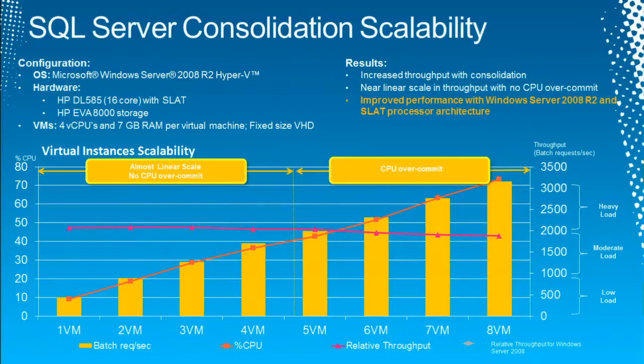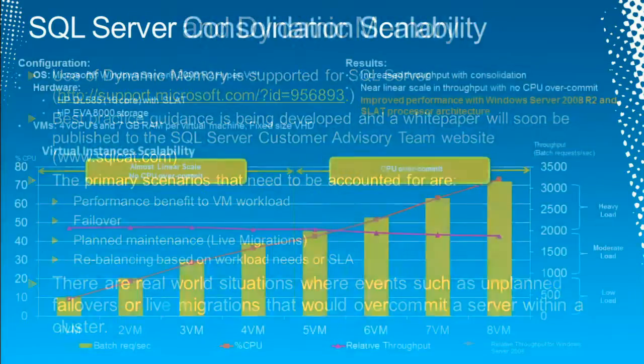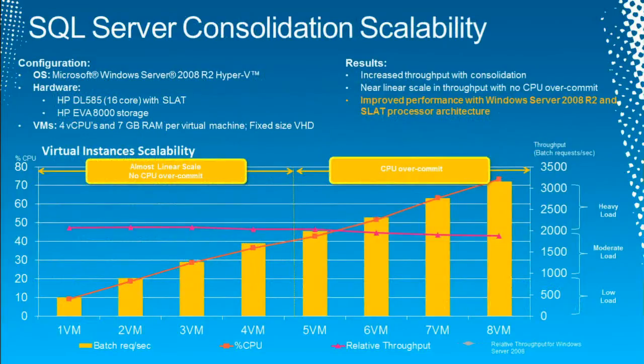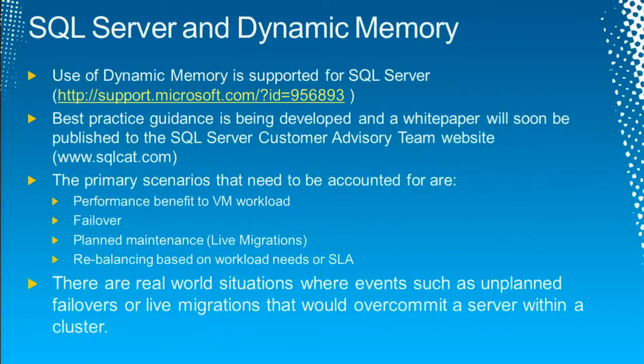The relative throughput did drop slightly as it got past the 4 VMs, but it's still an acceptable performance hit, I think, in terms of what you're providing. Remember they were using, just to go back, fixed size VHDs and a decent amount of RAM for the virtual machine. But finally, the dynamic memory side. We touched on what dynamic memory was earlier on in the session. So this fluctuation of RAM based on changing conditions.